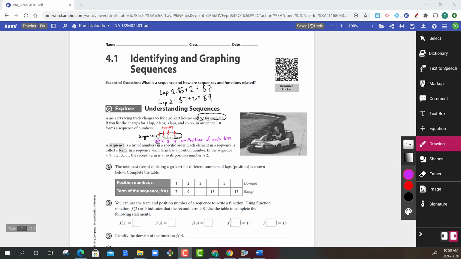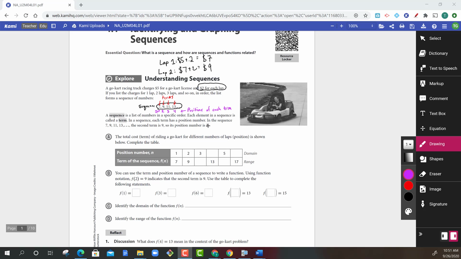So what we can actually do is write a function for this problem, because the sequence term number, 7, 9, 11, 13, changes depending on how many laps or how many positions we've gone through. So we're going to go through this example below and how to write a function for each individual term.